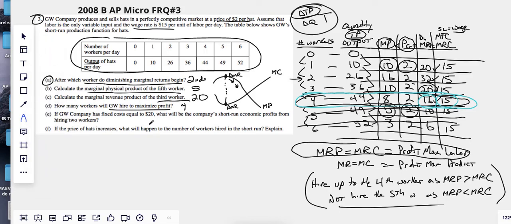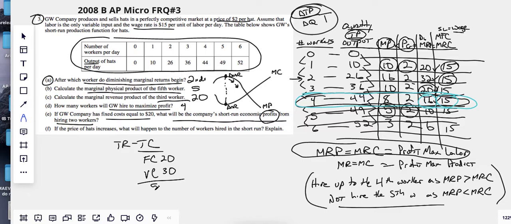If the GW company has fixed cost equal to 20, what will be the company's short-run profits from hiring 2 workers? Okay, so when they mention profits, the first thing I think about is total revenue minus total cost. So I have to figure out what my total cost is. They're giving me fixed cost, which is 20. I have to figure out variable cost. I'm hiring 2 workers. Each worker cost to me is $15. So I think our variable costs here are 30, so our total cost has to be 50.